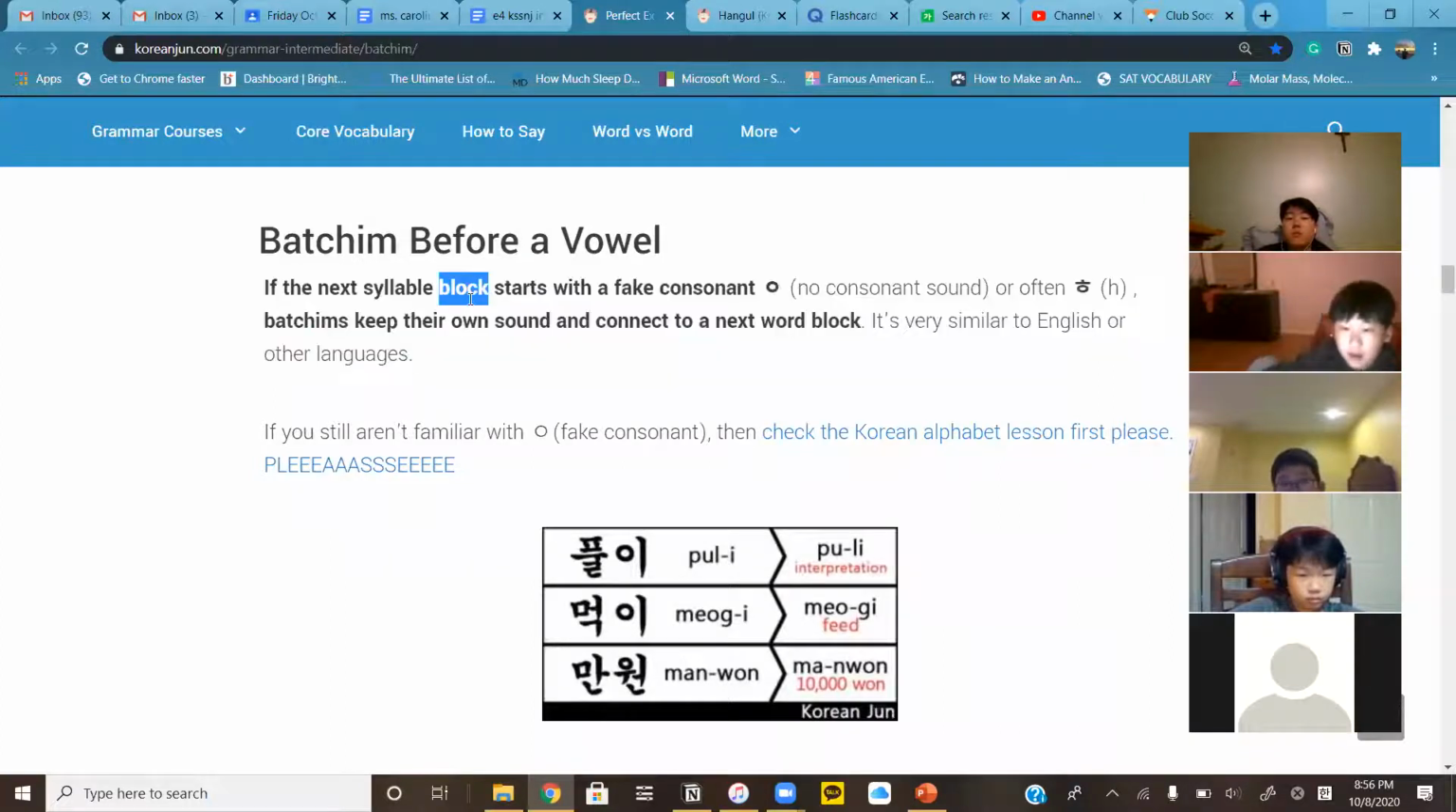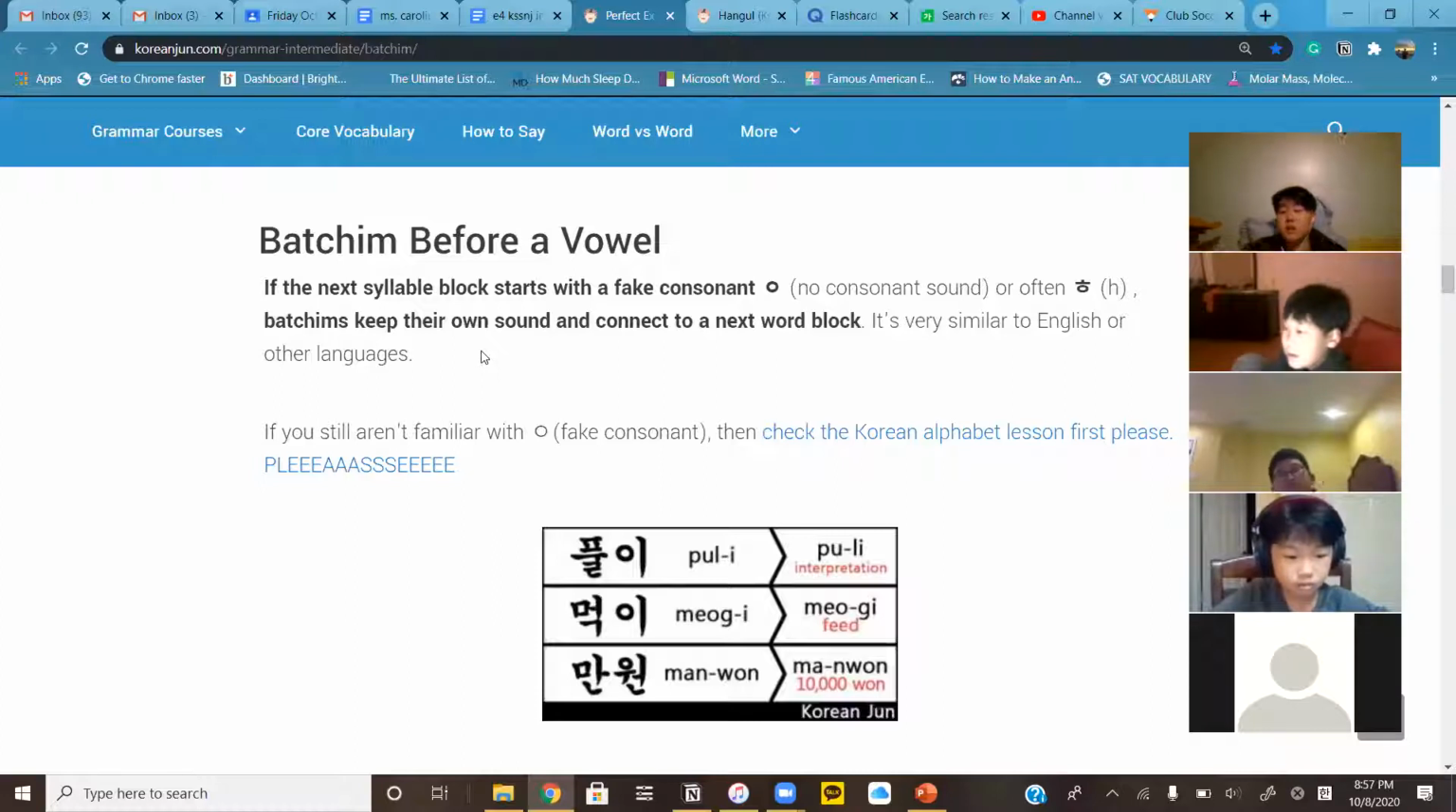Which one? If the next syllable block starts with a fake consonant, ieung, or often whole. Here. That's how you pronounce that letter. It's okay, Eden, don't worry. Keep going. Batchim keep their own sound and connect to the next word block. It's very similar to English or other languages.